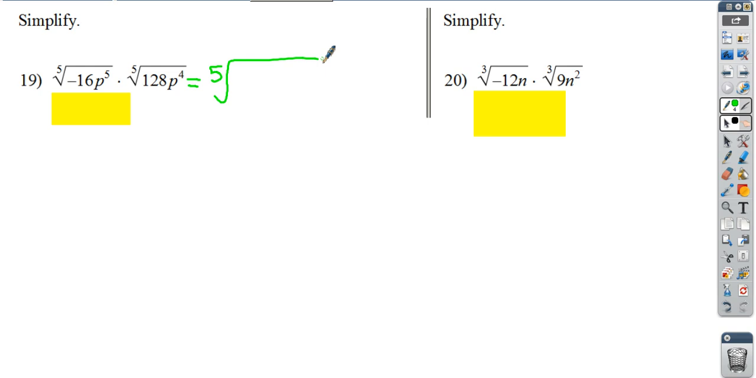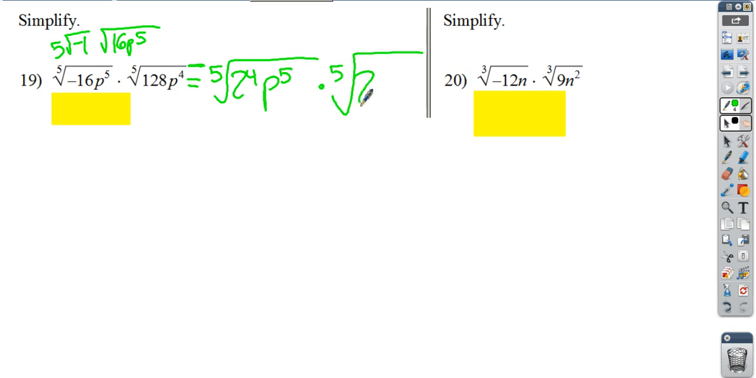So negative 16, by the way, this is the same as the fifth root of negative 1 times 16p to the fifth. So the fifth root of negative 1 is just negative, so I'm going to pull that out front right at the beginning. 16 is 2 to the fourth power. P to the fifth is still there. And then 128 is 2 to the seventh power. Okay, 2 to the 7th, so we're looking for powers of 2, and then we have p to the fourth right here. We knew we were looking for powers of 2 because that was 2 to the fourth.